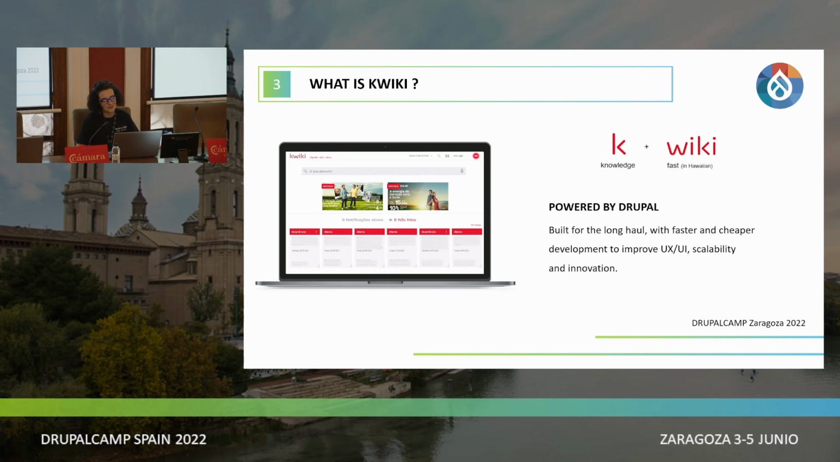Qwiki is powered by Drupal. Drupal was chosen mostly because of the modular construction with Drupal. So in the beginning, the client had an idea of what they wanted, but this was not meant to be a project with a beginning and an end. This is an ongoing project. They're actually using agile methodologies to keep improving Qwiki.